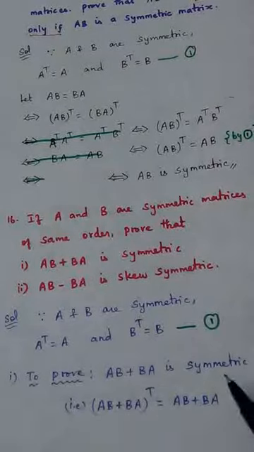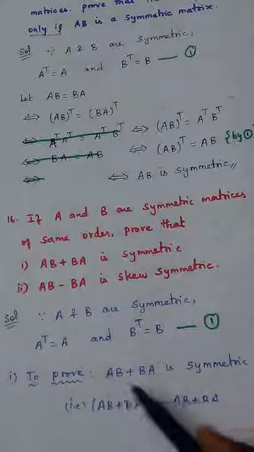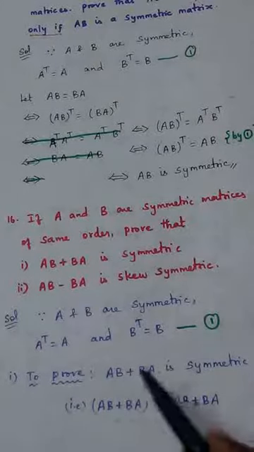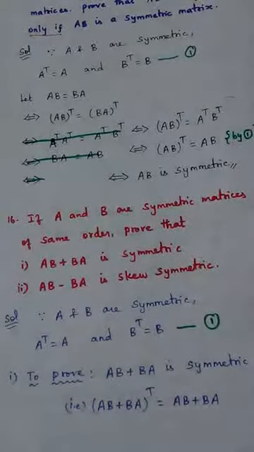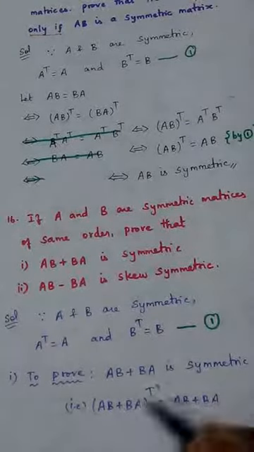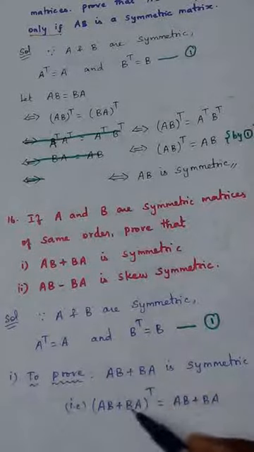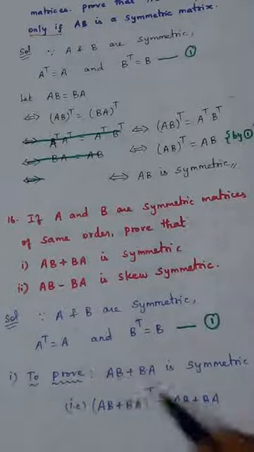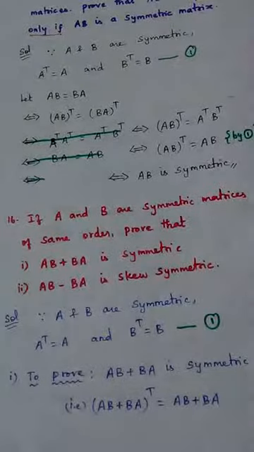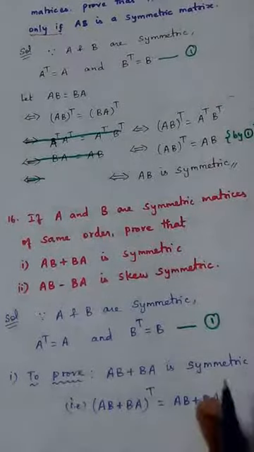To prove this, what is the meaning? Symmetric means what is the meaning? If I take transpose for this entire thing and the original should be equal, that is called symmetric. So this and this should be equal. This is called transpose of this entire thing. That should be equal to the original value. Right? So we want to prove that.